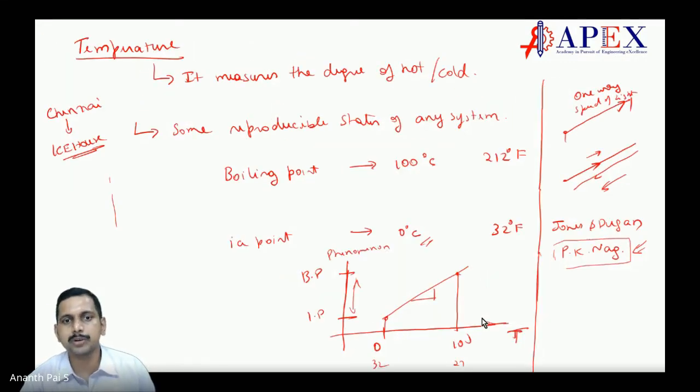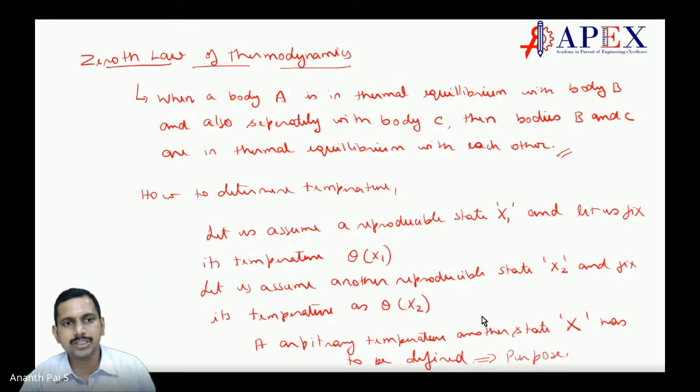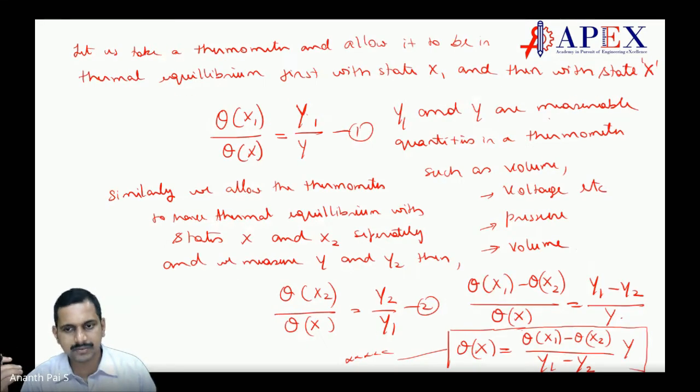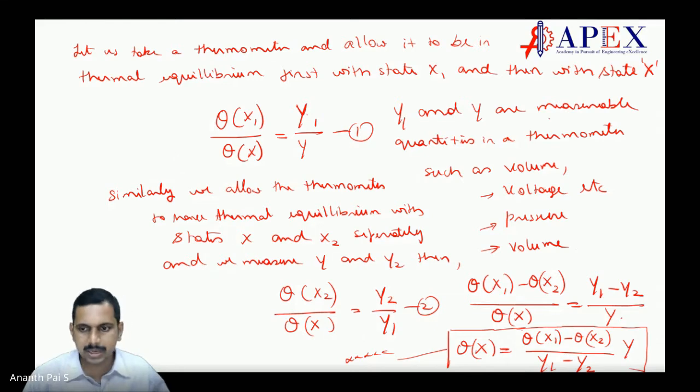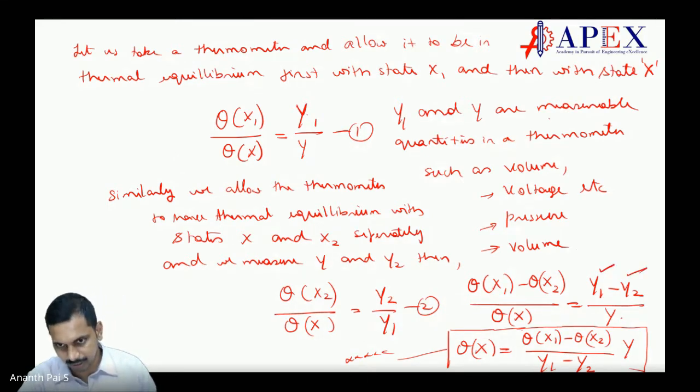Then we went on to temperature. Now we come to the zeroth law of thermodynamics, which last time I did not do. When a body A is in thermal equilibrium with body B and also separately with body C, then bodies B and C are in thermal equilibrium with each other. How to determine this? We have seen we have to take a property, say a property Y.